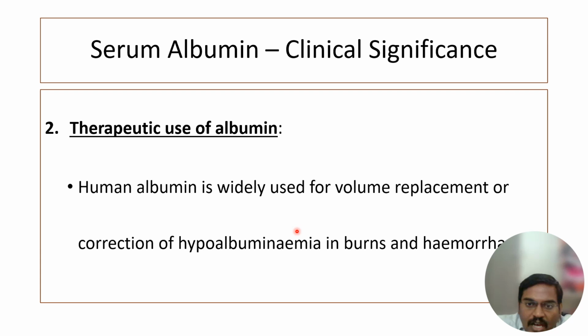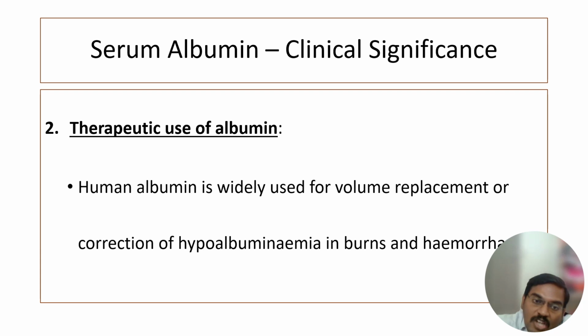When the patient is having burns or severe hemorrhage. In burns, more water and albumin will be lost from the burnt area. In case of hemorrhage, more blood as well as water is lost. So this will result in hypovolemia, reduced volume in the blood. So to increase the volume, we are going to give more albumin intravenously.